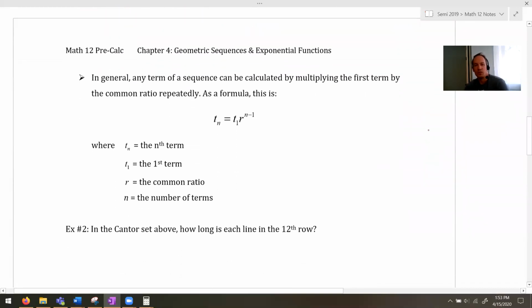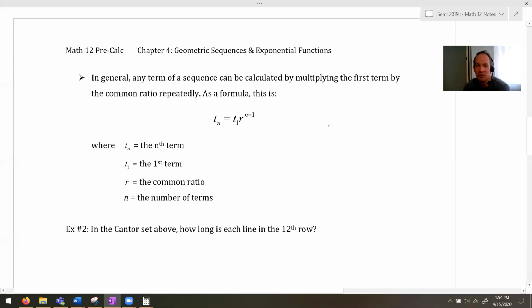All right, here's a general formula that's going to be really helpful. This formula looks like it's something magical that people spent years and years to derive, and it's absolutely not. It's a total common sense formula. It basically looks like this. So if you want to know the nth term in a sequence, you start with the first term, you're going to multiply it by r, and you're going to do that n minus 1 times. And that's how you're going to calculate any term.